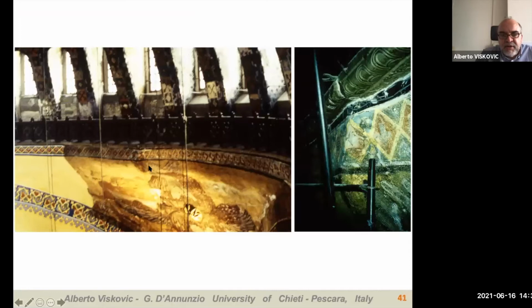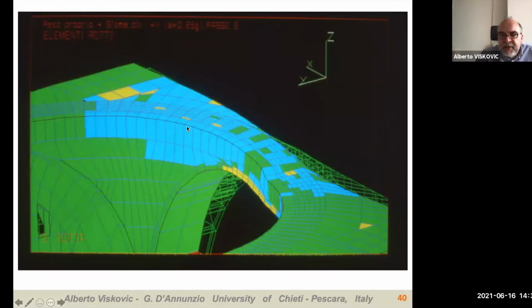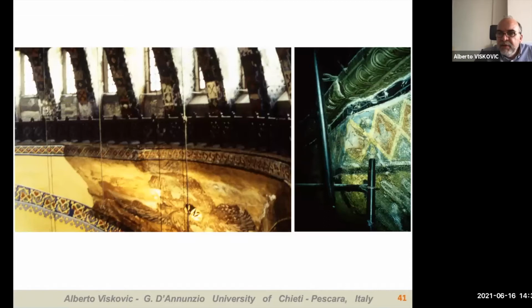This sign may be explained with this torsional movement of the pillars that causes this deformation at the base of the dome. This is another photo of the same part. We can see that when they rebuilt, they were not able to recover this deformation on the survived part.